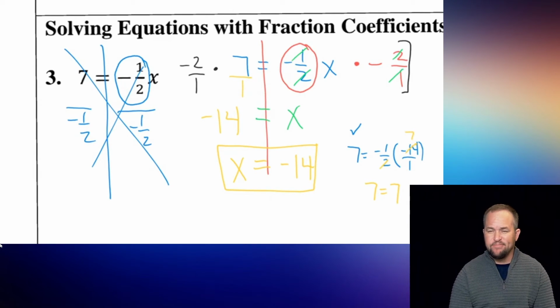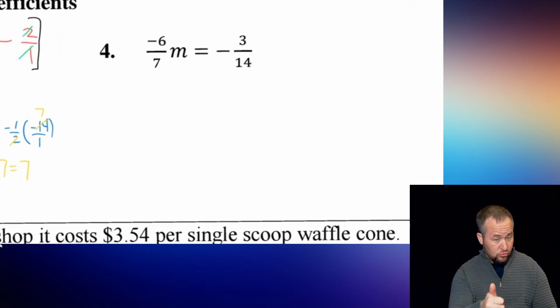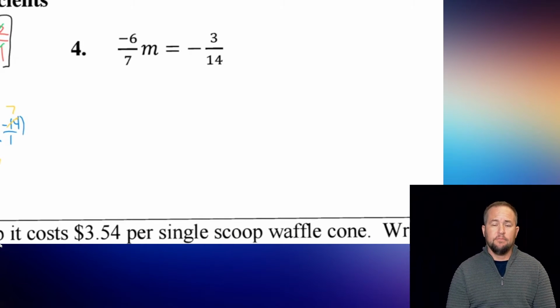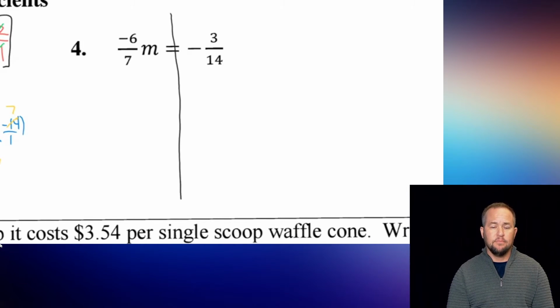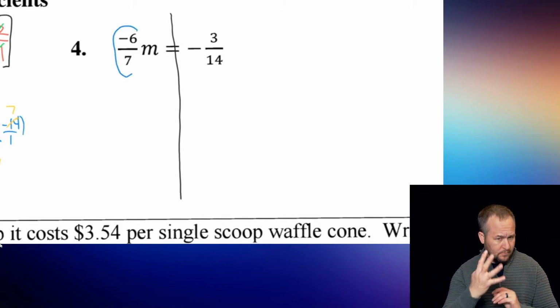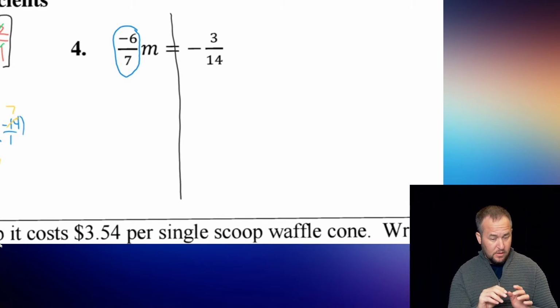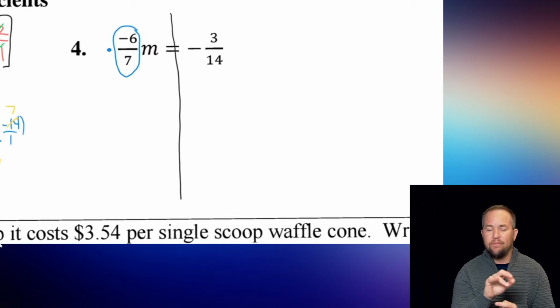All right, next thing, you're going to pause the video, and I want you to try number 4 by yourself. Go ahead and pause. Alrighty, number 4, you want to take the coefficient that is attached to the variable. That's the one that you are flipping. So even if the negative 6/7 m were to be on the right side of the equal sign, make sure that you're always using that fraction that's attached to the variable, the coefficient, in order to multiply by the reciprocal.